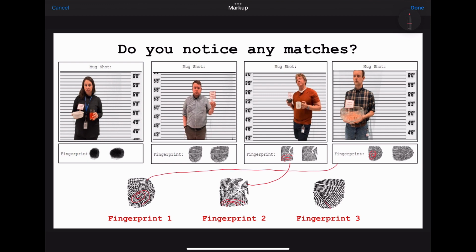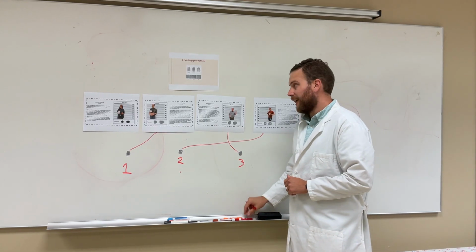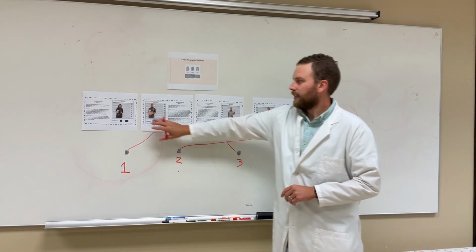Fingerprint number 3 has a distinct loop that exits and enters on the right side of the finger. Corey also happens to have a loop that enters and exits on the right side of his finger. So I believe fingerprint number 3 is linked to Corey. The only fingerprint we did not find at our crime scene is Kim's.